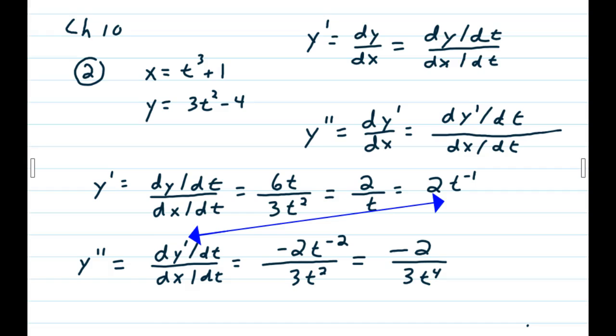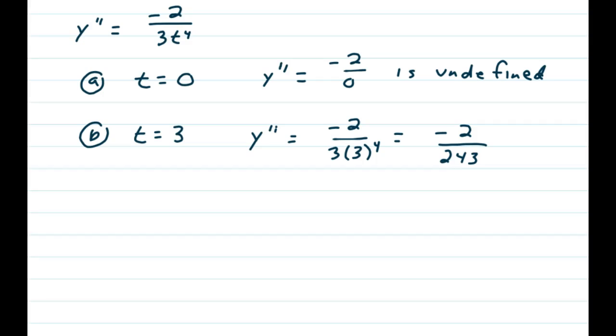Simplifying that by taking t to the negative 2 down to the denominator, you get negative 2 over 3t to the fourth. So we have y double prime is equal to negative 2 over 3t to the fourth. And part A is to put t equal to 0 in there, so we get negative 2 over 0, which is undefined. For t equal to 3, you get negative 2 over 3 times 3 to the fourth, which turns out to be negative 2 over 243.